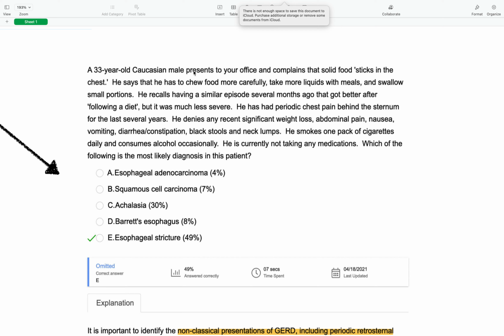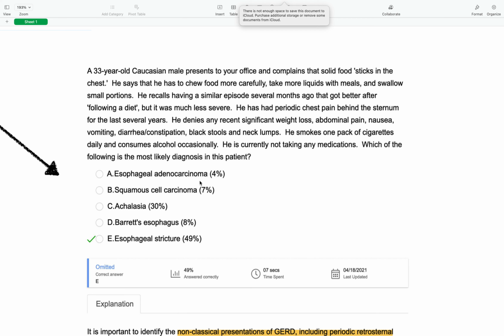Now, this GERD has got worse. How is the patient presenting now? He's presenting with progressive symptoms. Solid food sticks in his chest. So dysphagia due to GERD. Okay? Now this calls for an endoscopy. You definitely need to do an endoscopy to rule out any obstruction. Okay? So esophageal dysphagia, the best initial test would be to go for an endoscopy because you want to rule out any adenocarcinoma or you want to rule out strictures.